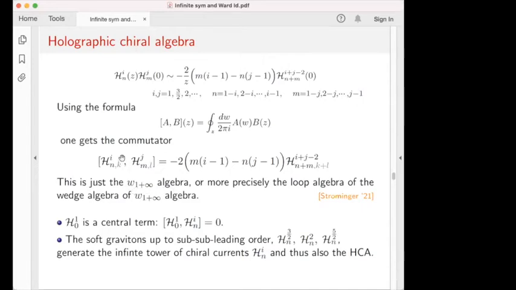In particular, this H^1_0 is a central term because the commutator with all the rest of the currents is 0. What's more, if we just take H^{3/2}, H^2 and H^{5/2}, and consider the commutators, then you will find that you can generate all the H^l_n. So this means that the infinite tower of chiral currents is generated by these three chiral currents, which correspond to the leading, subleading, and sub-subleading soft graviton. So this holographic chiral algebra is also generated by this set of three currents.